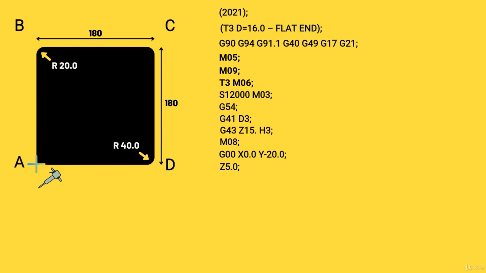So rather than coming down right on X equals 0, Y equals 0, that is our datum, we have come off the Y-axis by 20 mm. This will give us a greater dimensional accuracy and better surface finish as we start machining the part.